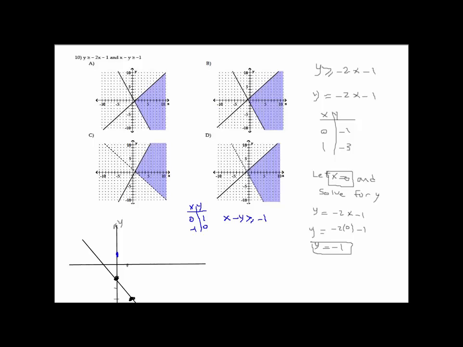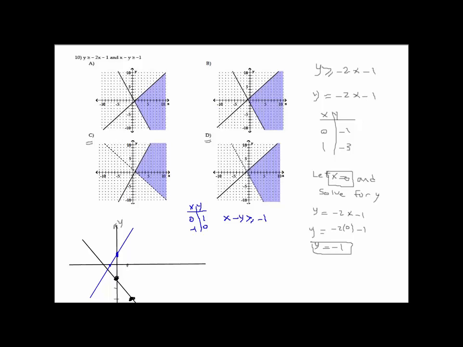So around here. This one also says equal to, so this also has to be a solid line, like that. So definitely we are not going to select C, because both of these are equal to, and this is the dotted line. We're not going to select D. So my choices would be A or B.